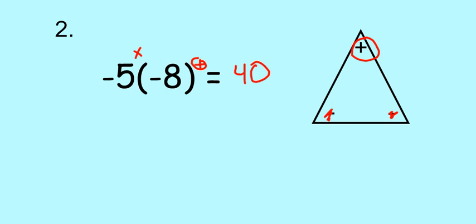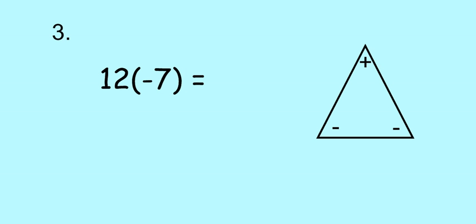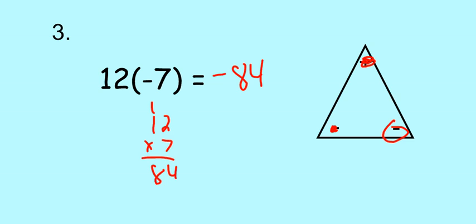Let's take a look at practice problem number 3. Again, we have 12 times negative 7. We're going to mark out a positive for the 12, mark out a negative for the 7, and our answer is going to be negative. So let's go ahead and put that negative in our answer. Then 12 times 7: 14, carry our 1, 7 and 1, 7, and 1 is 84. So our answer is negative 84.